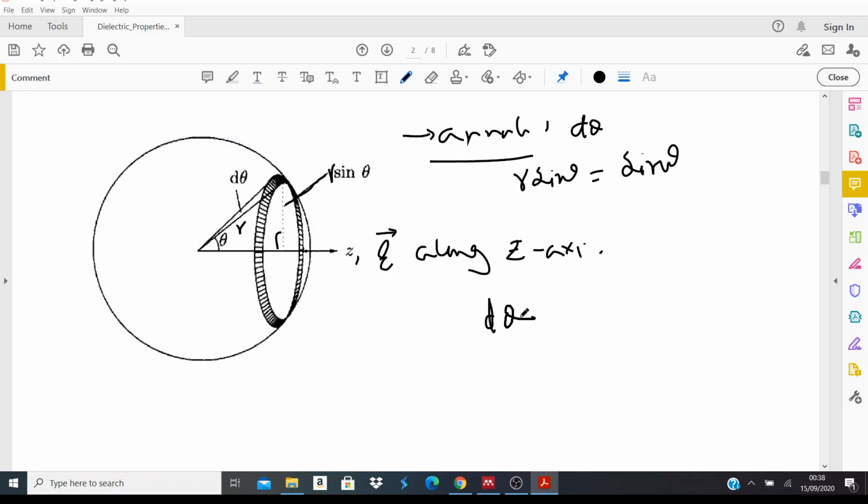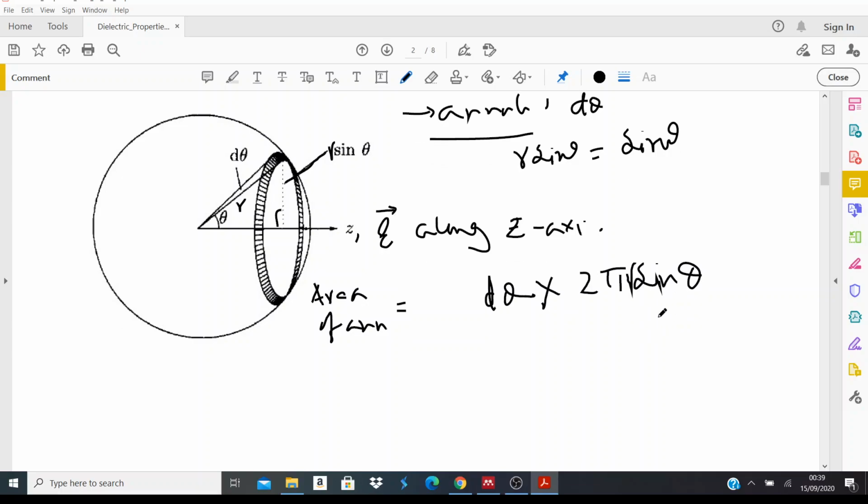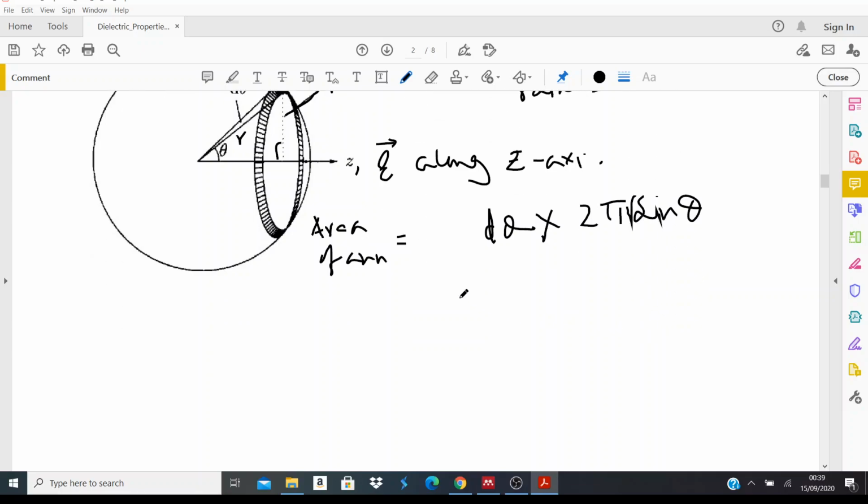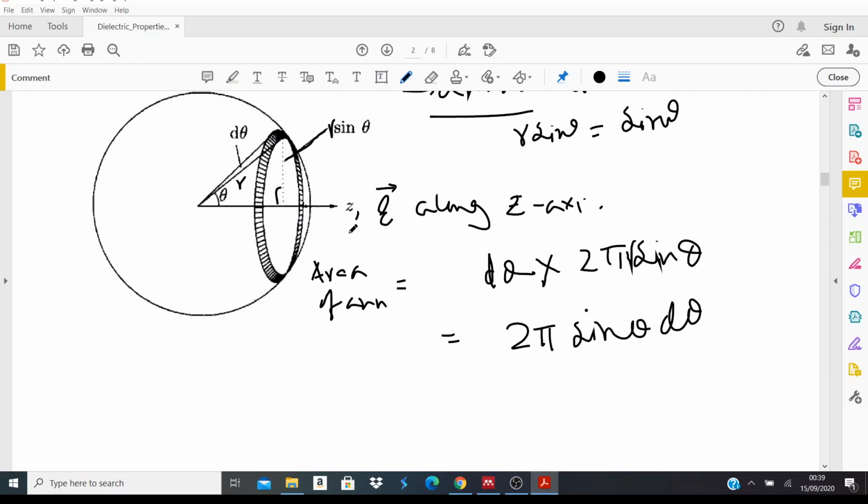So if somebody asks you what is the area of this annulus, I'm trying to calculate the area of the annulus: it is the width of the thing times the length. And what is the length? Length is twice pi r, right? Because that's a circle. So 2 pi r sine theta, right? Because the radius is nothing but r sine theta, but we know in this problem r is 1. So the area of this annulus is 2 pi sine theta d theta, right? That's from your coordinate geometry.